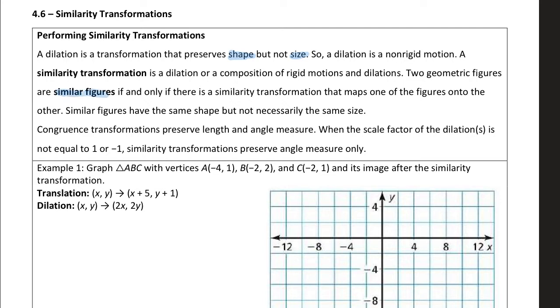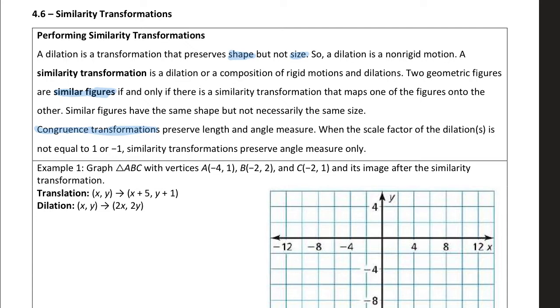And we will get into similarity later this year. Similar figures do have the same shape, but not necessarily the same size. And these transformations preserve length and angle measure if they are congruence transformations. That means everything stays the same. But in a similarity transformation, a dilation, it only preserves the angle measures.